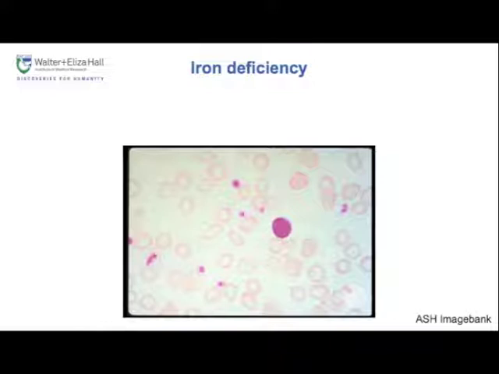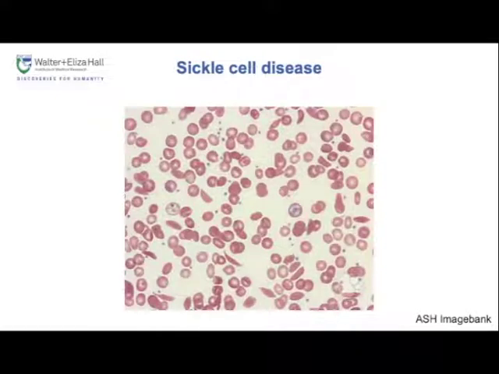This is another classic. So this is sickle cell disease. And so these are the sickle cells. You can't miss those. And these are obviously, sickle cell is seen in patients with either a homozygote sickle cell state or a compound heterozygote with another hemoglobinopathy.